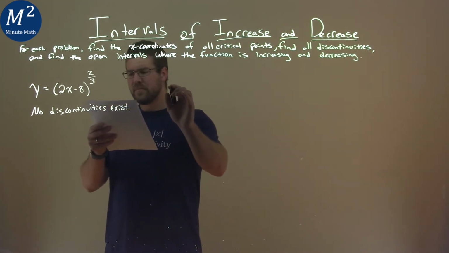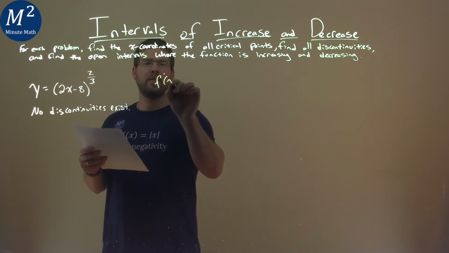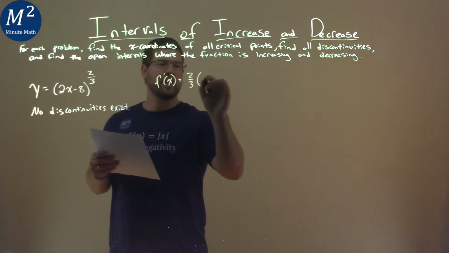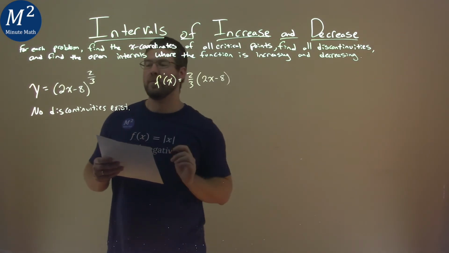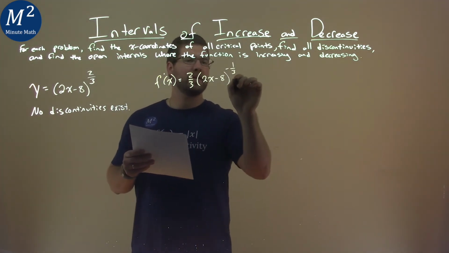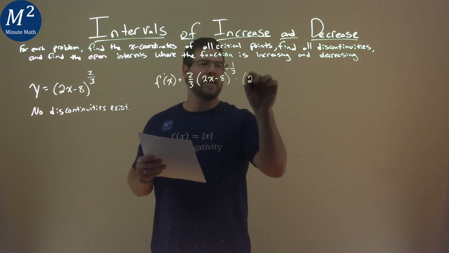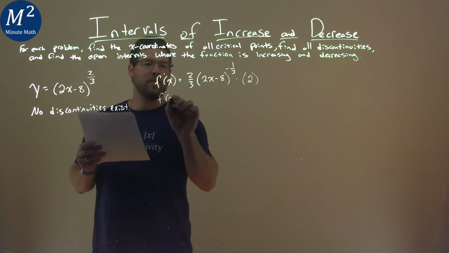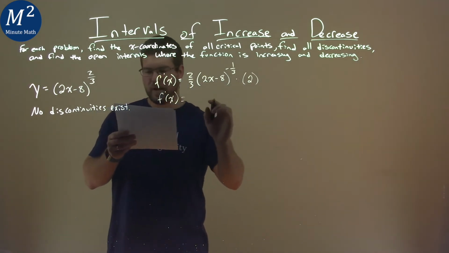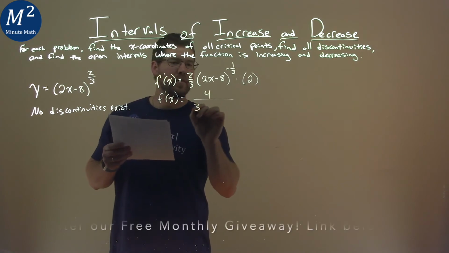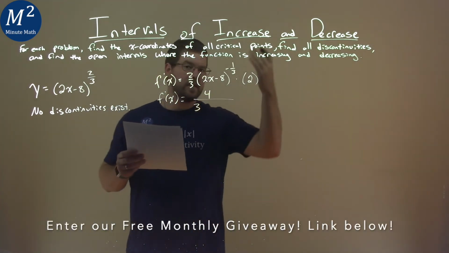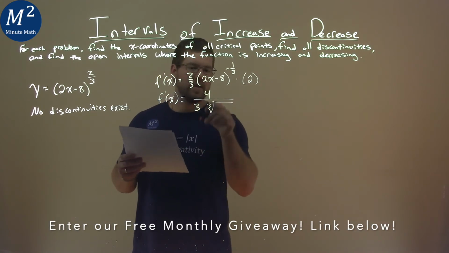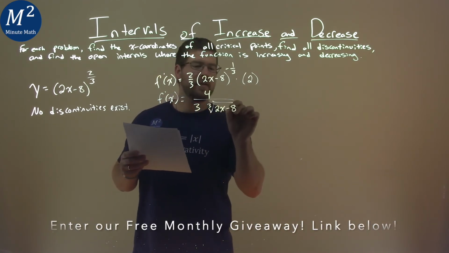Now to find our critical points, we need to take the derivative of our function. So we find f prime of x, using the power and chain rule: 2/3 times the inside, 2x minus 8, subtract the exponent by 1, negative 1/3 here, times the derivative inside, which is 2. Now, simplifying this, f prime of x is equal to 4 over 3 times the third root of 2x minus 8, with the 2x minus 8 brought to the denominator as a third root, positive in the denominator.